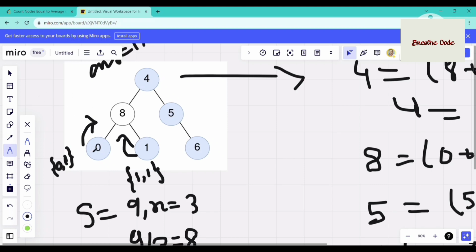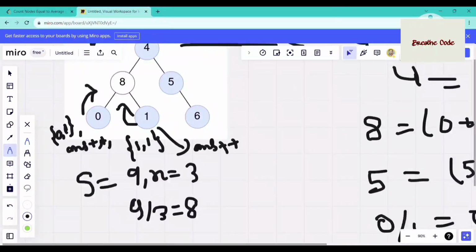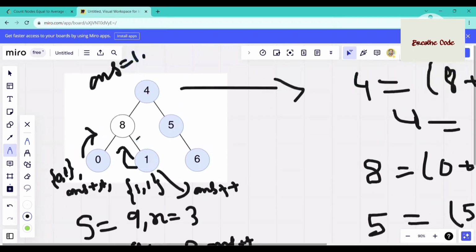So we need to take an answer variable also to track the answer. Here it will individually contribute to my answer, so I will increment my answer here. So let's say answer plus plus. Here also we need to increment the answer because it's a leaf node, and a leaf node will always contribute to my answer. Okay, and we'll check the condition. If the condition becomes true, we'll increment our answer, and if it does not, then we'll not increment it, and we'll just return this function.